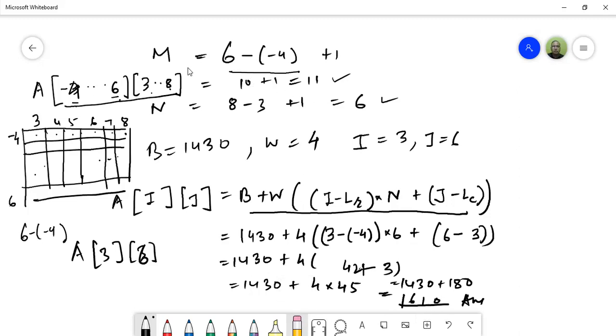So once we know the value of M and N, I know the value of B, I know the value of W, I know I and J. I have to simply put it in the formula and then calculate the value of A[I][J], ARR[I][J]. Okay? Yes, sir. So next question.